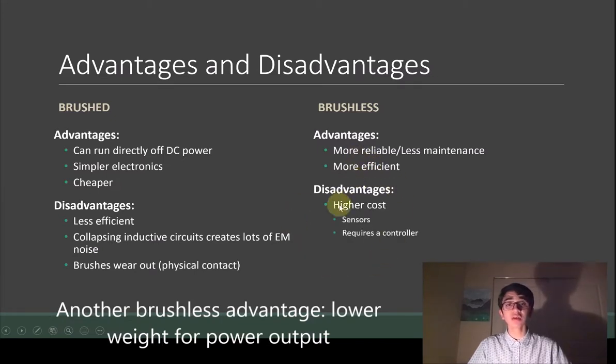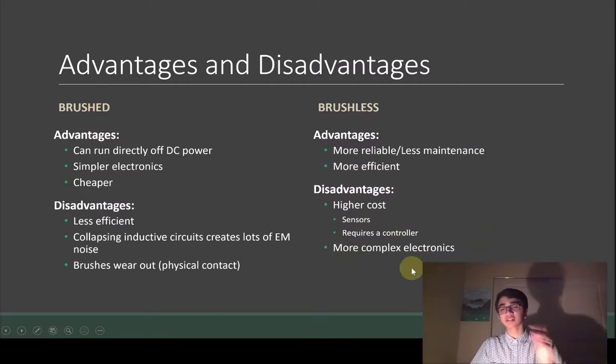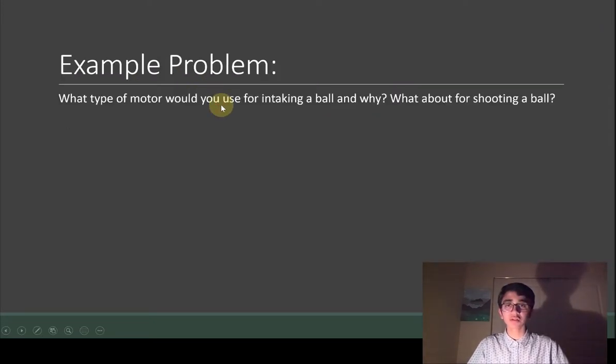Some disadvantages: it is higher cost. Remember, we have to pay for the sensor and the required controller, so it's a little higher cost compared to the brush motors. And we have more complex electronics. Going back to the example where Build wants you to test a prototype, we can't just plug it directly into DC power. We have to have that separate controller and plug it into our computer to control it. So we need these extra pieces of electronics in order to operate our motor, unlike our brush motors. Okay, so those are the advantages and disadvantages.